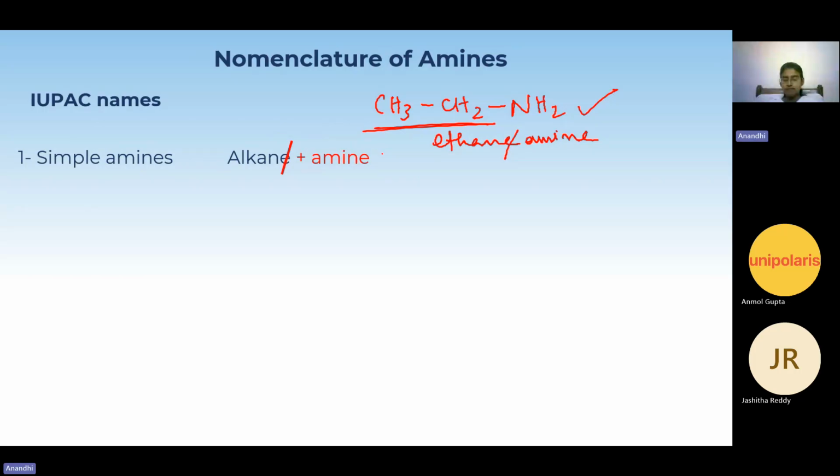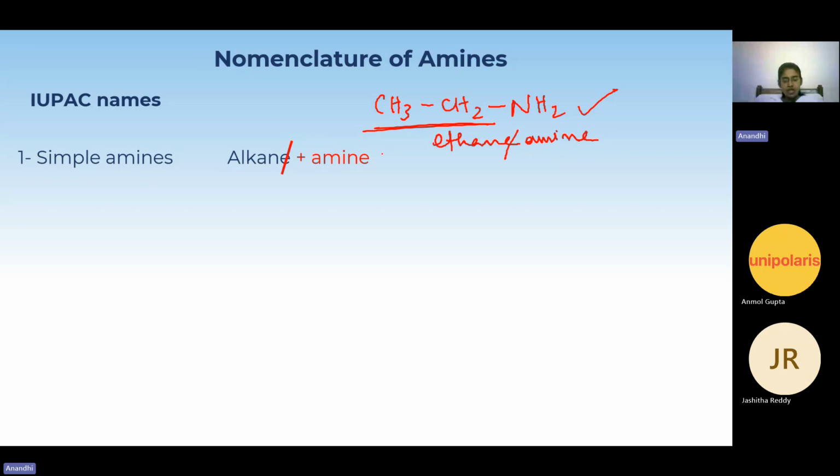Ethyl amine. Now here in IUPAC it is ethanamine. Can you differentiate between these two? Don't forget, there it is alkyl plus amine, and here it is alkane plus amine. That is the only difference you have to keep in mind for naming the simple amines.